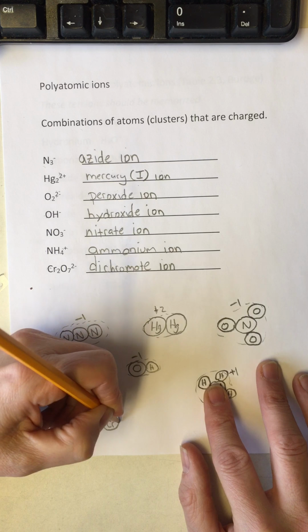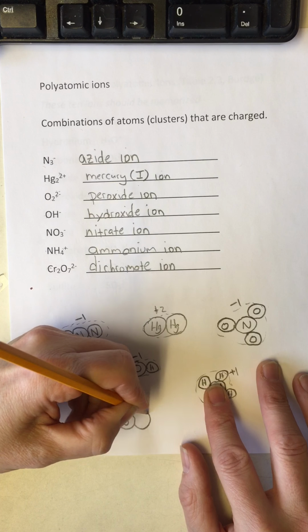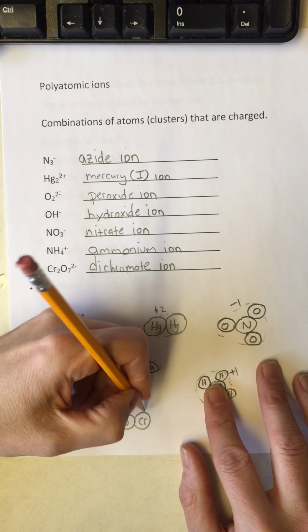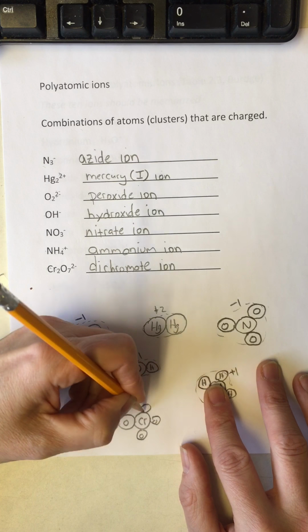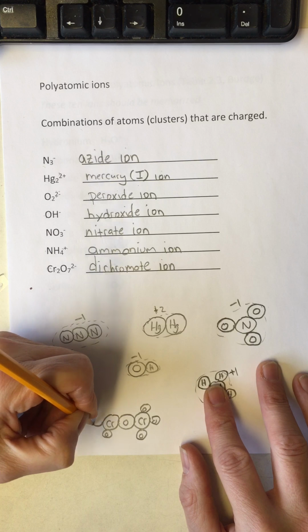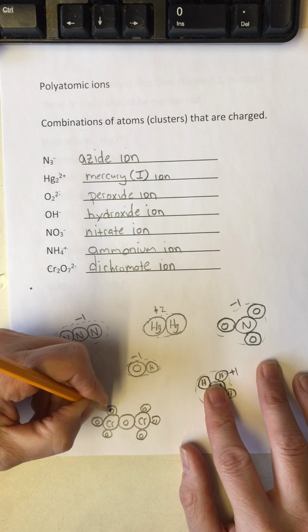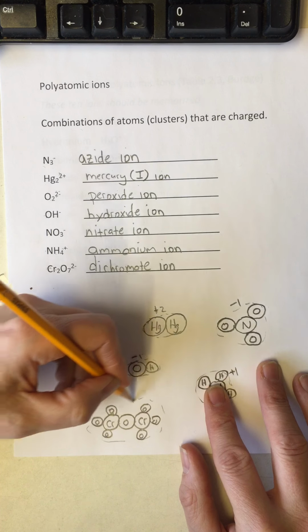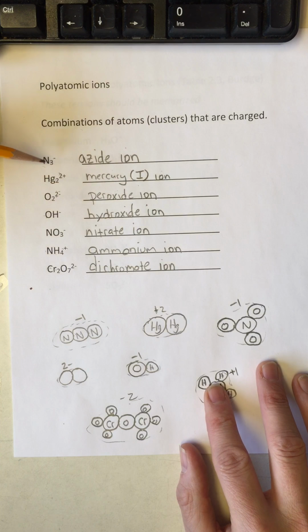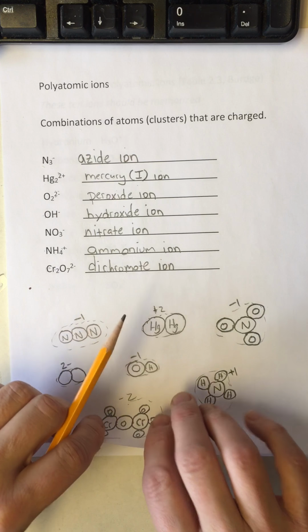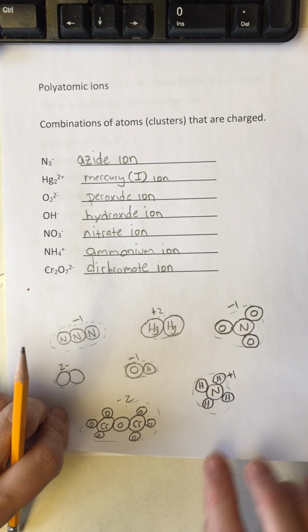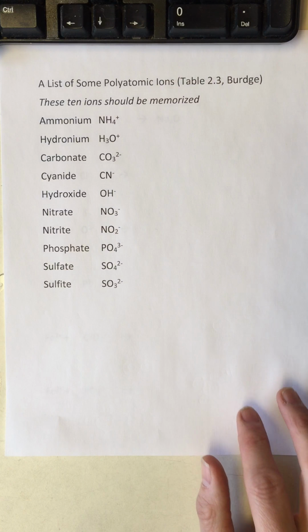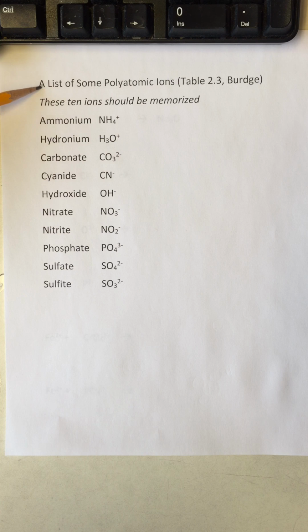I'll draw it for you. So 2 chromiums bridged by an oxygen, and then each chromium has 3 oxygens bound to it. So you get 7 oxygens and 2 chromiums, and the whole thing has a charge of -2. Okay, so just to show you, there are various different types of ions that can form. These are just a few. This adds a lot of richness to chemistry because instead of just dealing with elements, now we're dealing with combinations of atoms, different elements. Here from your textbook is a list of some important polyatomic ions.